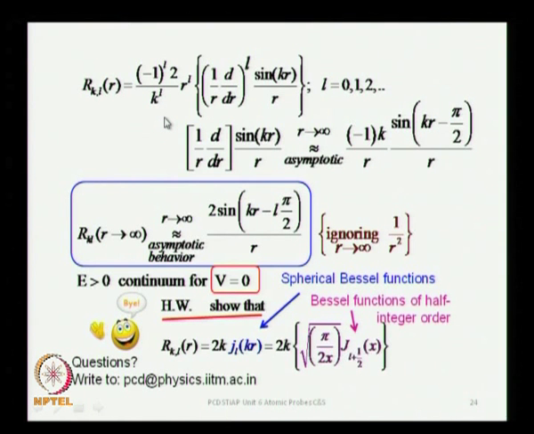So now your solution after the cancellation of this r to the L and k to the L and minus 1 to the L is twice sine of kr minus L pi by 2, over r. So this is your solution for an arbitrary value of L, right.